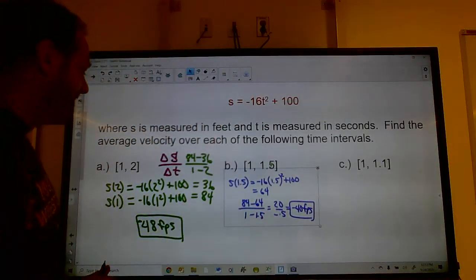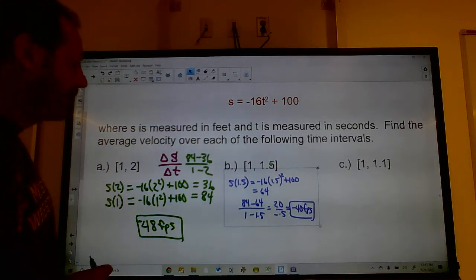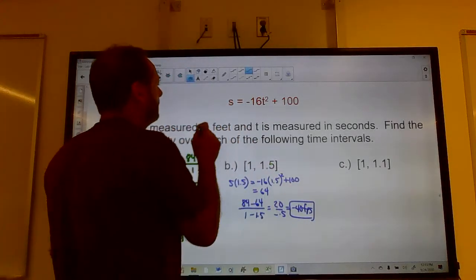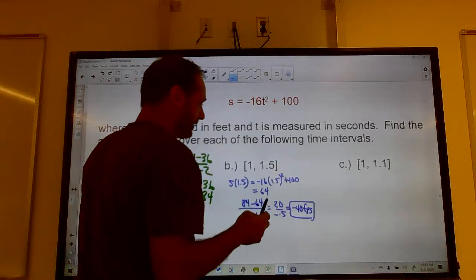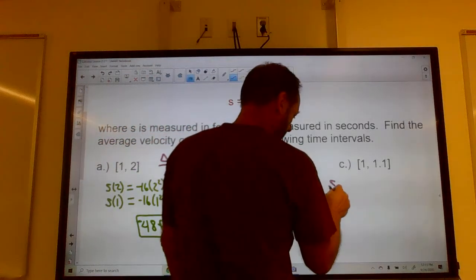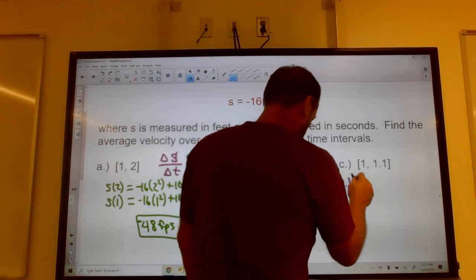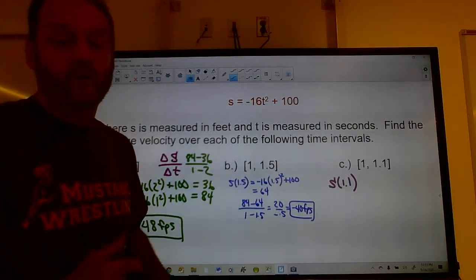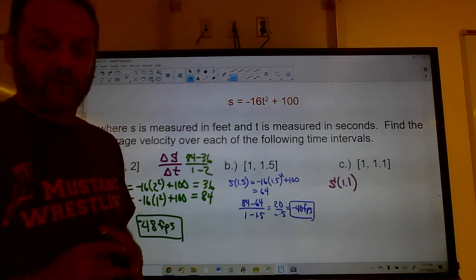Okay, so again, I have S of 1 already is 84, S of 1.1. So let's go ahead and calculate that. S of 1.1. Actually, you know what? Go ahead and pause the video right here. You calculate this one, and then come back and we will look at it together.